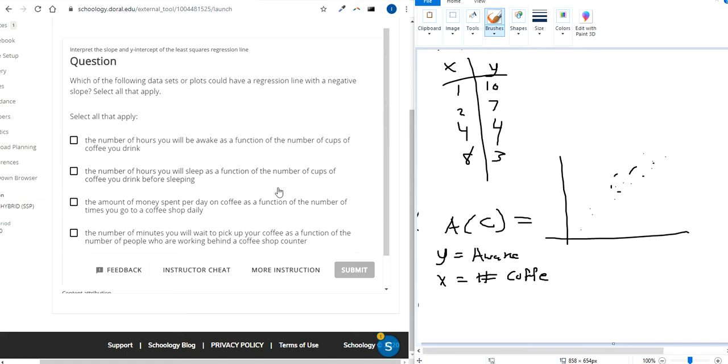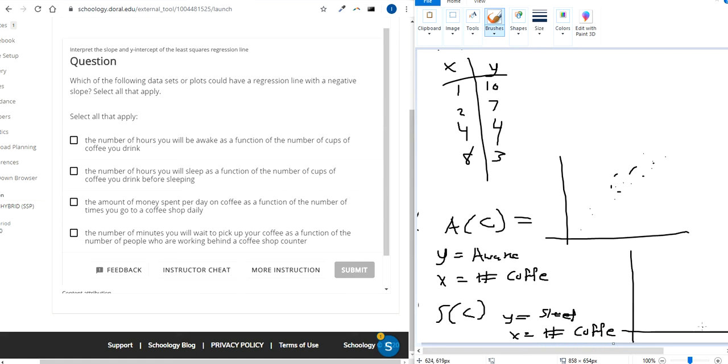So second part here, the number of hours you will sleep, as a function of the number of cups of coffee you will be drinking. This is the function notation. In other words, y is the number of hours you're sleeping, and x is the number of coffee cups. So let's graph what that scatter plot might look like.